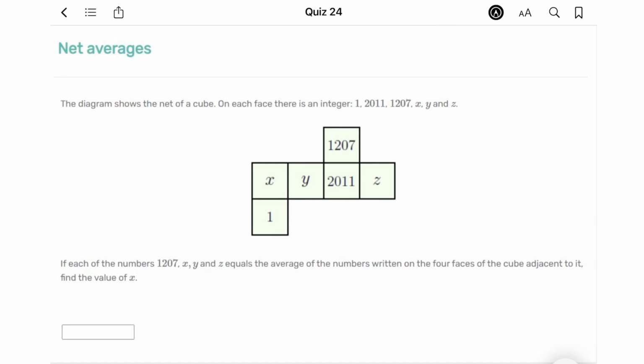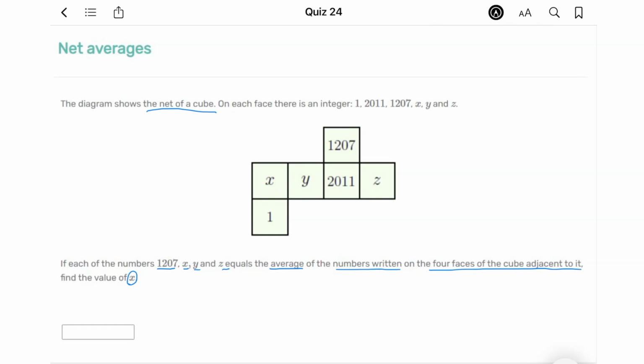Let's see how to solve this question. The diagram shows the net of a cube and the number on each face. If each of the numbers 1207, x, y, and z equals the average of the numbers written on the four faces of the cube adjacent to it, find the value of x.